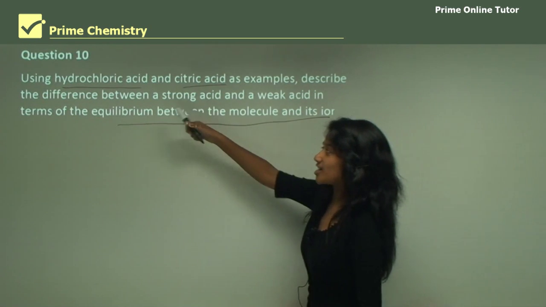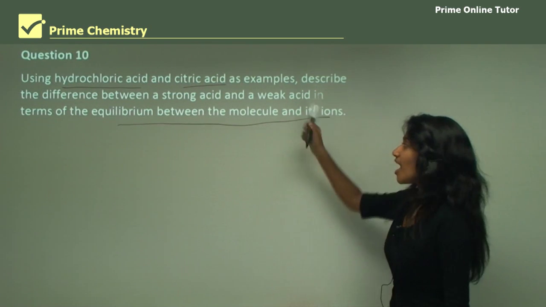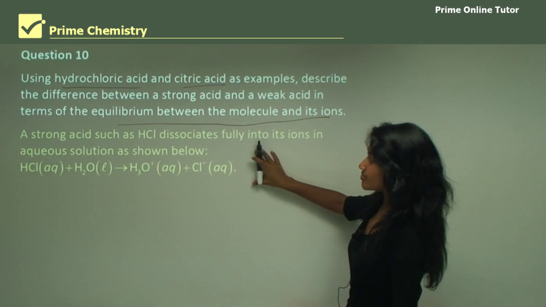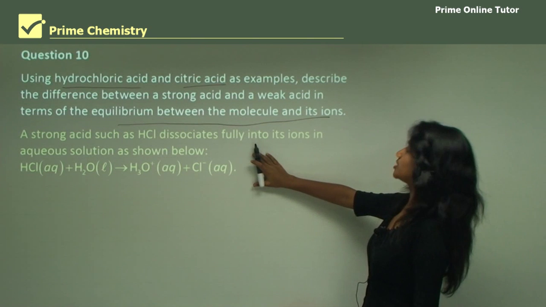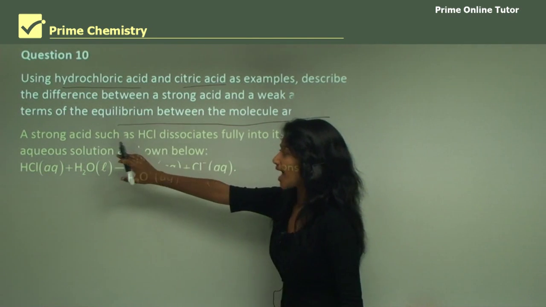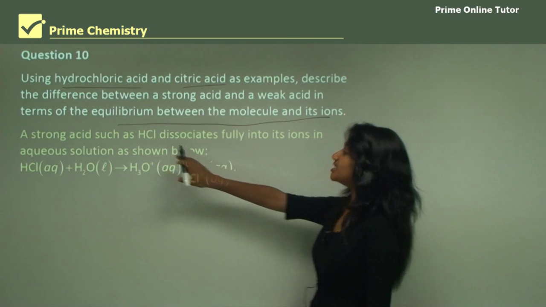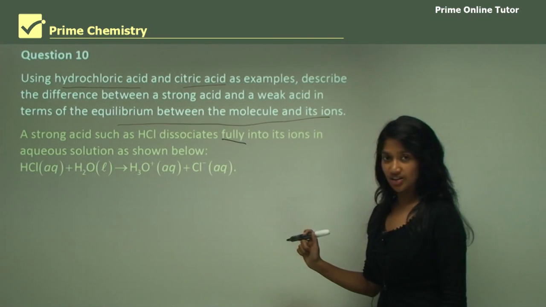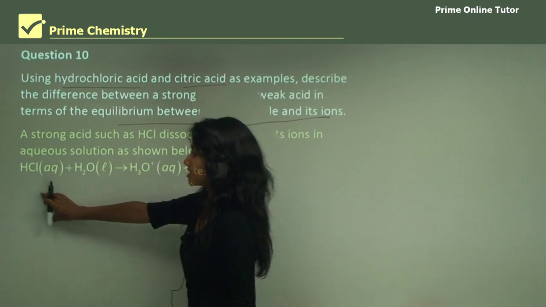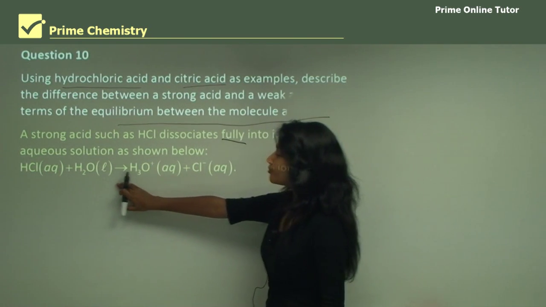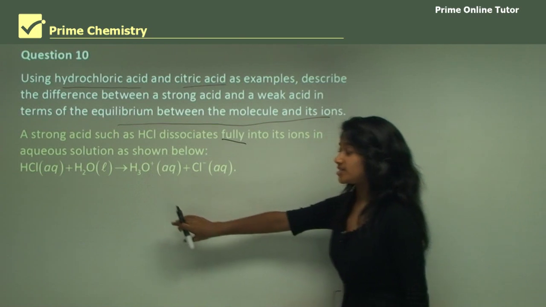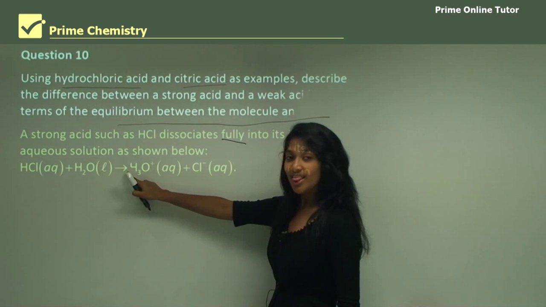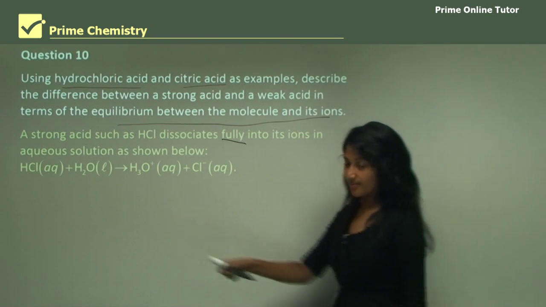So we know that the hydrochloric acid is a strong acid here, and also that citric acid is a weak acid. Now if you're considering the equilibrium between the 2 and its ions, we know that a strong acid such as hydrochloric acid dissociates fully into its ions in aqueous solution. So here we have hydrochloric acid reacting with water to fully dissociate into the hydronium ion and the chloride anion. So it goes to completion. That's why it's denoted by this arrow here.